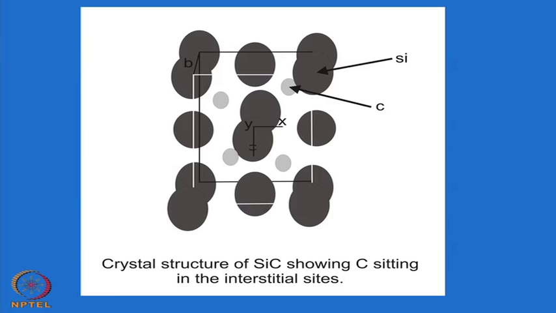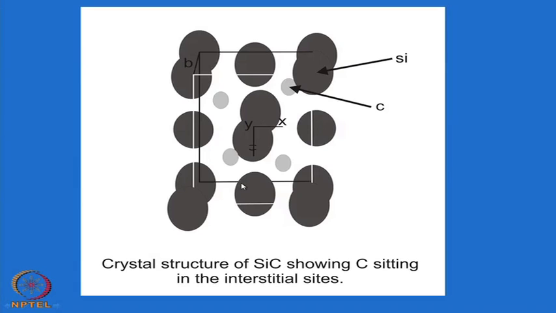Now, the size of the carbon atoms may be slightly bigger than the actual interstitial sites available in the silicon arrangement. We will discuss later on how exactly the carbon atom goes into the interstitial sites and forms the silicon carbide structure.